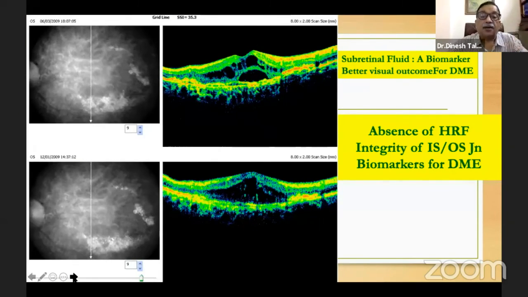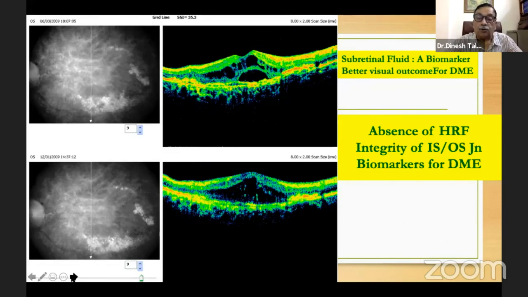The other important thing is subretinal fluid, what you see over here. This is a biomarker for better visual outcome. Patients who have subretinal fluid generally seem to do better following treatment. Then, absence of hyperreflective spots. What you see over here, these small dot-like things, these are hyperreflective spots. And to be sure, you must have a color photograph showing that there are no hard exudates in that region. Hard exudates are not the same thing as hyperreflective spots. Hard exudates show up also on the color photograph, but hyperreflective spots don't. So you know you're dealing with hyperreflective spots, and their absence is a good prognostic indicator.